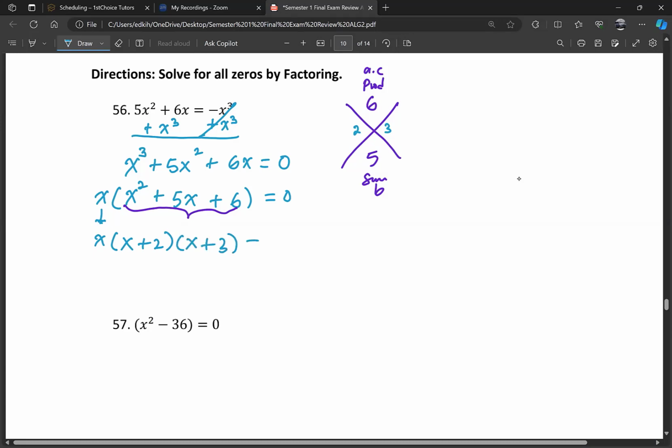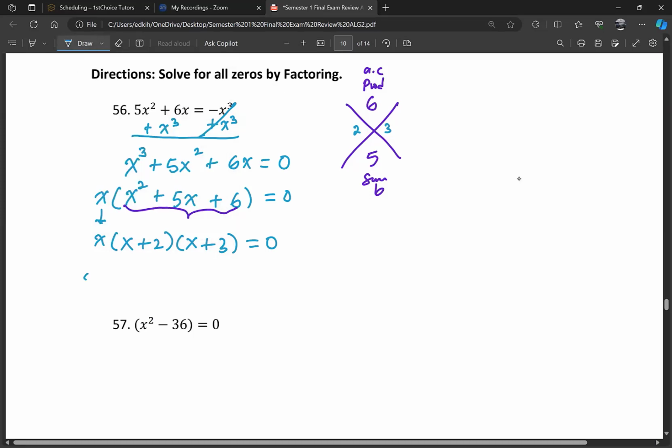However, remember, we were being asked to solve. So we have to then take the extra step, set each of your factors equal to 0. This one has 3 factors. This factor, and that factor. And each of these will have to be set equal to 0.